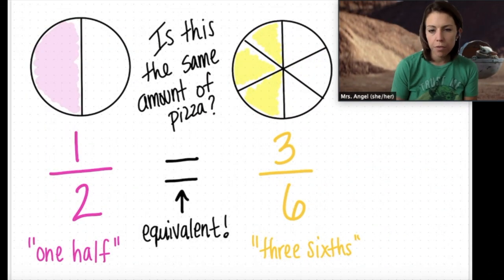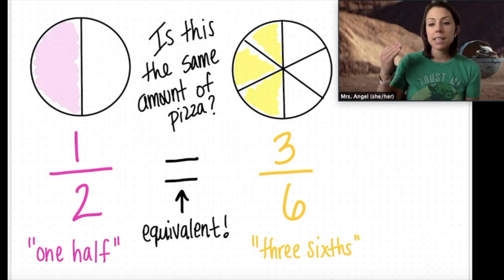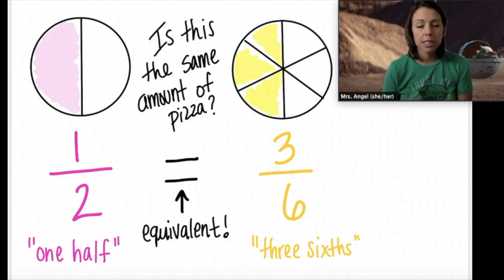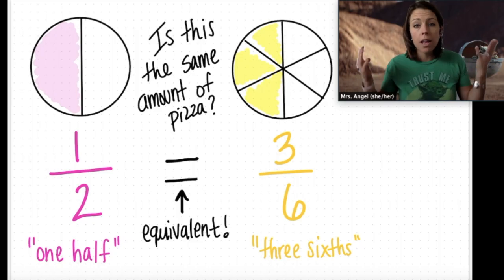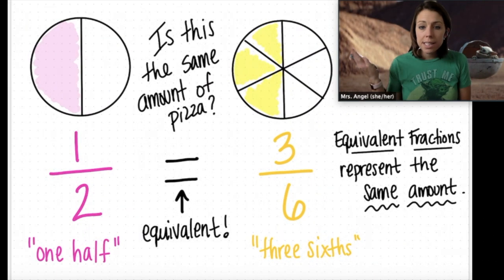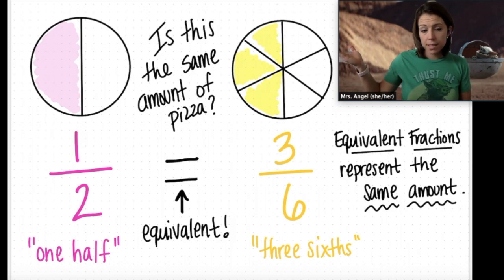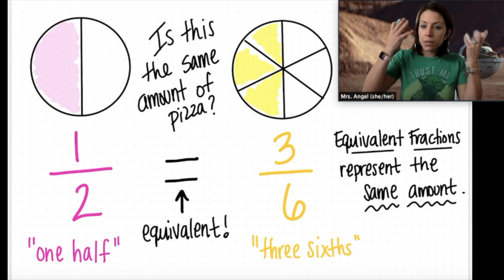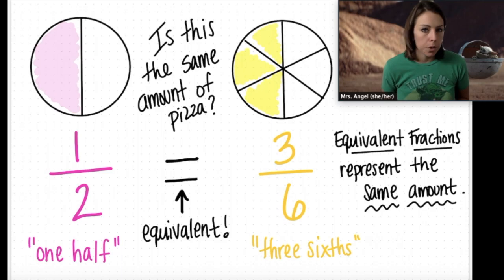Equivalent fractions represent the same amount, the same total area, or the same overall amount. In this example, the pink pizza, even though it's only 1 slice, represented the same amount as the yellow pizza. So when we use the word equivalent, that's what we're talking about.